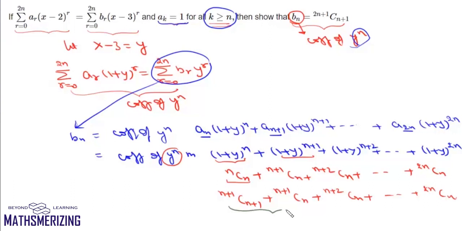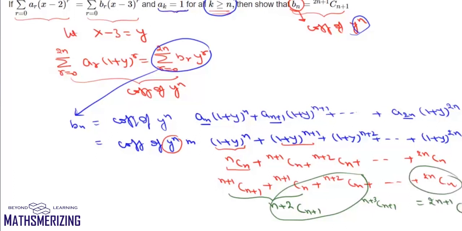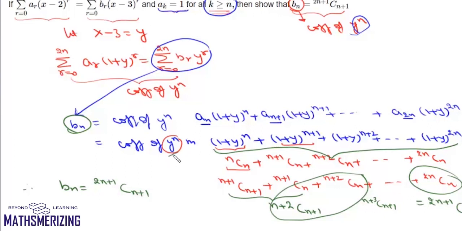Now here we can use the property that n is same and r differs by 1. So it will be n plus 2 C n plus 1. Now here again n is same and r differs by 1. So it will be n plus 3 C n plus 1, and finally this series will continue and in the end I'll get 2n plus 1 C n plus 1. So therefore we can say this bn must be equal to 2n plus 1 C n plus 1. Another method of solving the same question can be using the sum of a geometric progression. So this series is a geometric progression. So find the sum of the GP and then we can again find the coefficient of y to the power n.